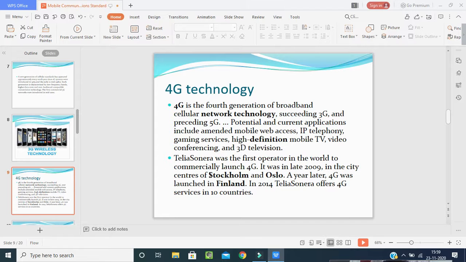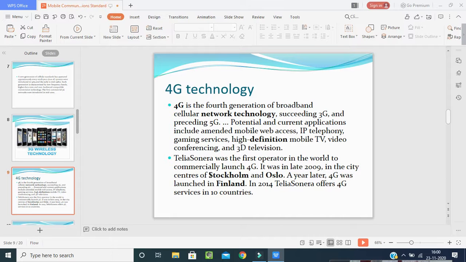Now we'll go into the 4G. As everyone is aware of 4G, I don't want to take more time. Everyone is aware of the features of 4G, and what sort of work is taking place with what sort of companies, organizations, or individuals.